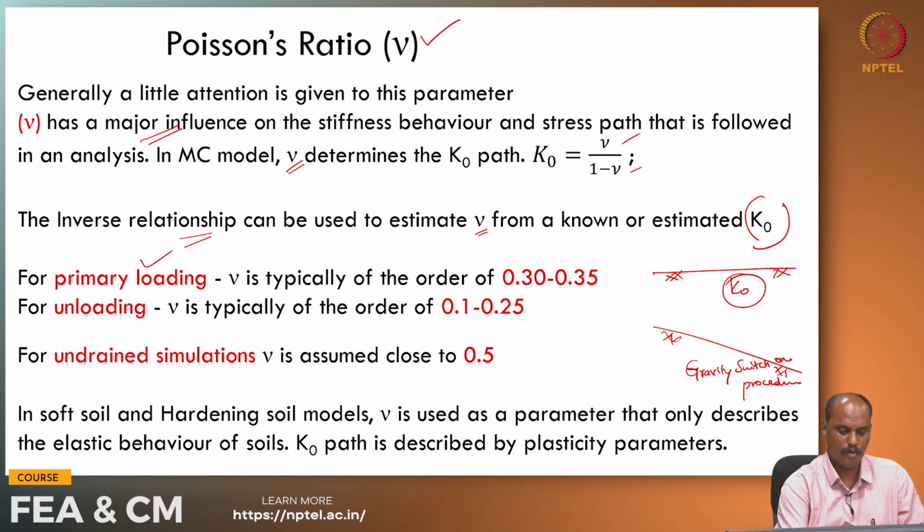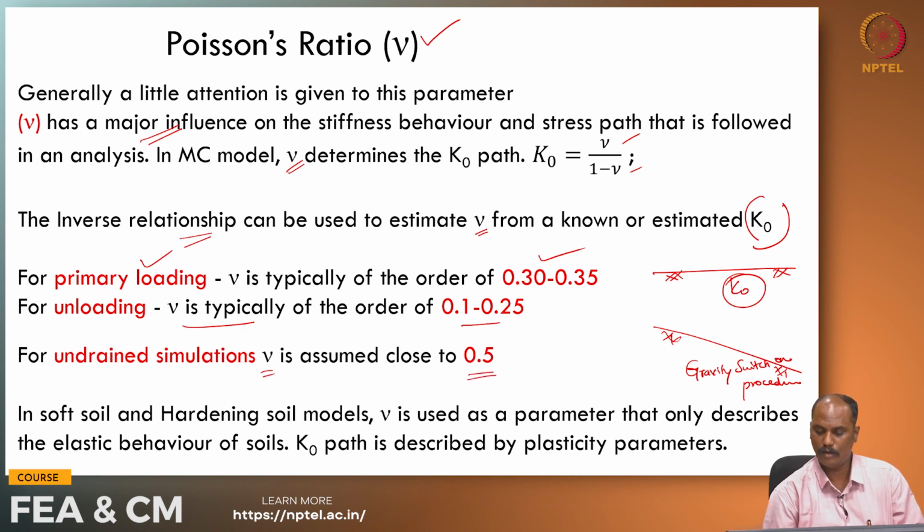For primary loading, the nu is usually in the range of 0.3 to 0.35. For unloading, nu is typically in the order of 0.1 to 0.25. For undrained simulations, in reality, nu should be assumed close to 0.5, not exactly 0.5. Again stressing, it should be close to 0.5 and not exactly 0.5.